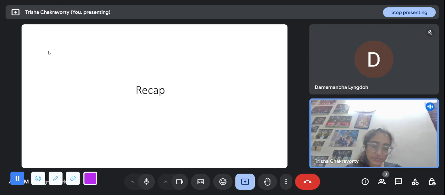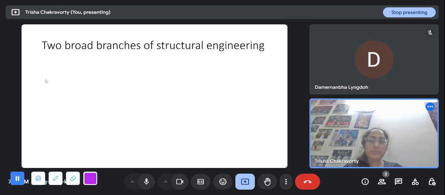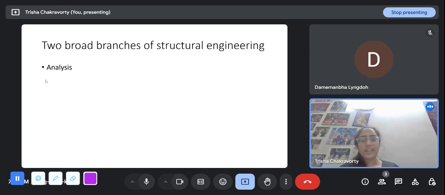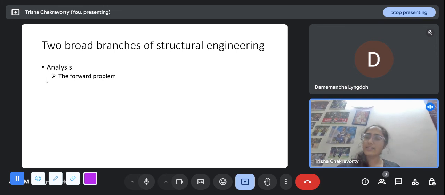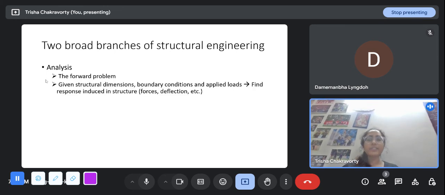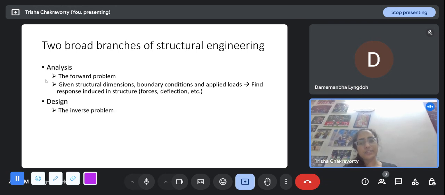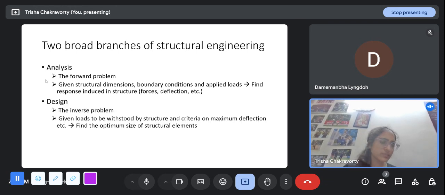I'm going to start with a brief recap of the topic. As we have spoken before, there are two broad branches of structural engineering: analysis and design. Analysis is the forward problem. Here we are given the structural dimensions, the boundary conditions, and the applied loads, and we have to find the response induced in the structure or in the structural elements individually: the forces, stresses, deflections, strains, etc.